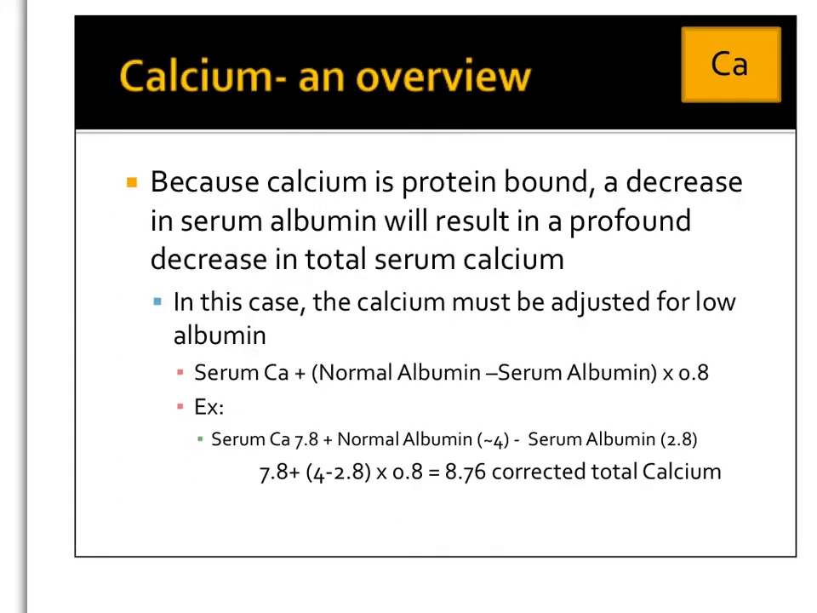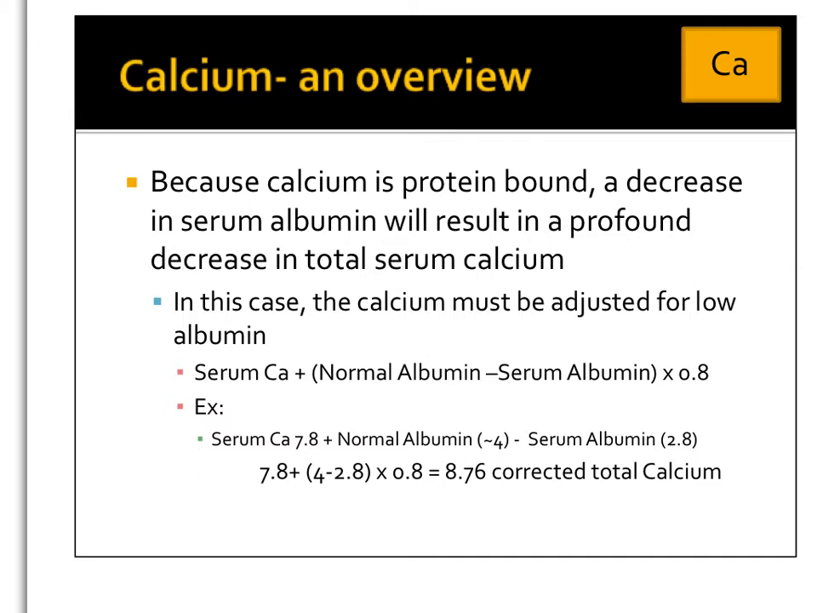Because calcium is bound to protein, a decrease in albumin will result in a profound decrease in serum calcium. If this is the case, in order to get an accurate calcium level, you have to adjust it for the low albumin. So there's a little equation here, which is simply the serum calcium, and then you're going to add to that the normal albumin minus the serum albumin. In other words, the normal range minus what you're actually getting on your test. That gets times 0.08, and that'll give you a corrected total calcium.